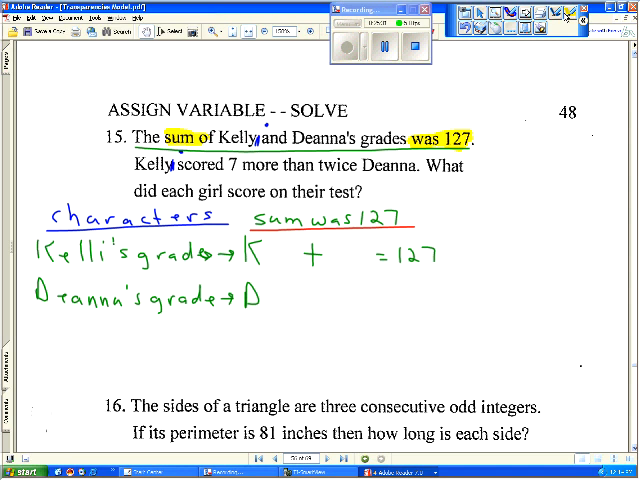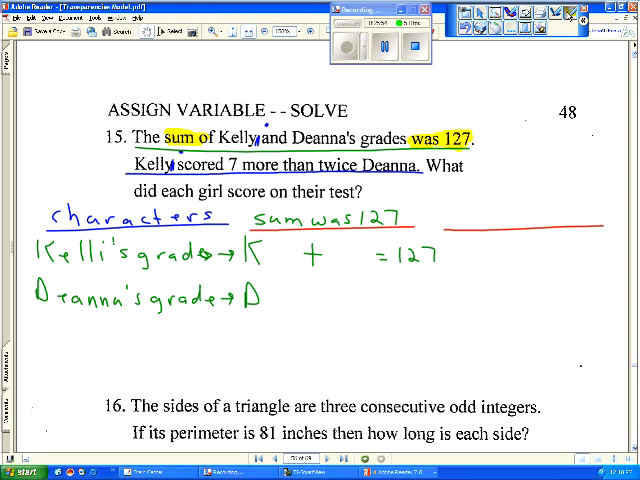So we need how many word sentences since we have two variables? Two, so we're going to have another word sentence, right? So we go looking for another word sentence, and we read the second one. Kelly scored 7 more than twice Deanna. That is an A, B, or C? A. It is a comparison between two characters. What do I need if it's a comparison between two characters? First of all, the characters. Second of all, the verb. That's the three most important things you need if it's a comparison between two characters.